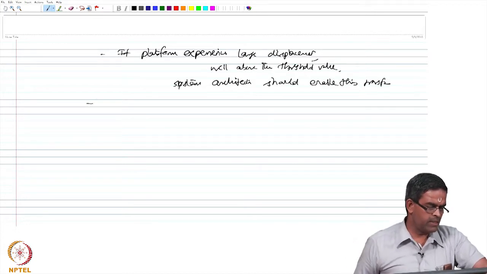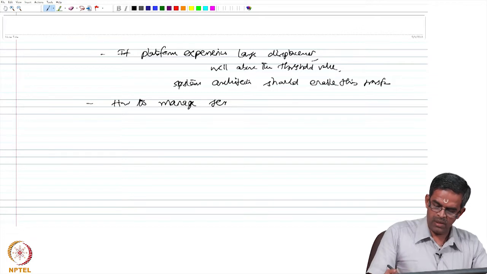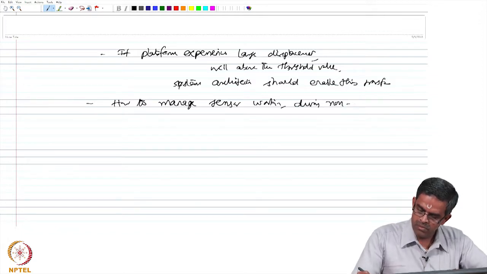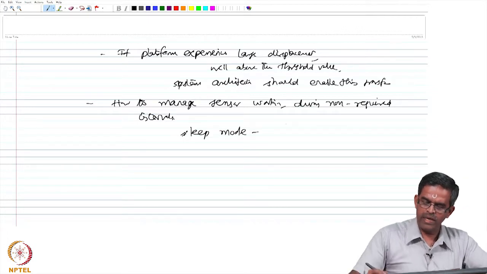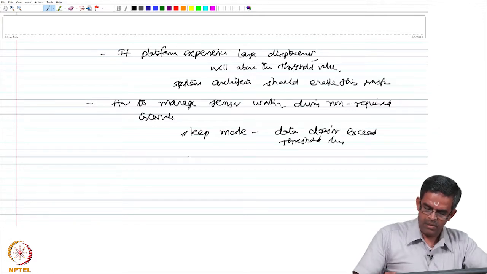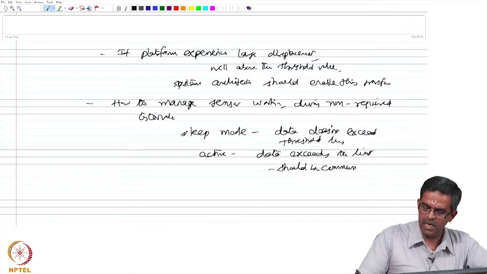So, friends, the challenge is how to manage the sensor working during the non required intervals. Sensor should be put in sleep mode when the data does not exceed the threshold limit. Sensors should be in active mode when the data exceeds the limit, and that should be communicated. Okay, that is a challenge here.